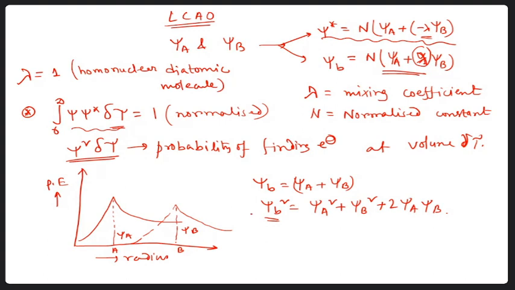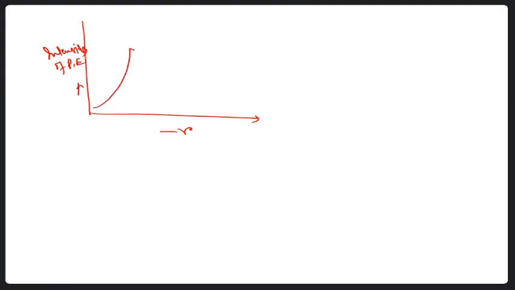Now, if they combine together to form bonding, what will be that geometry or structure, figure? If it comes to bonding, what does it look like? If this is the radius and this is the intensity of the potential energy, then we can write this combined. That means start here, here, and here. How do they combine together? Because they form bonding.